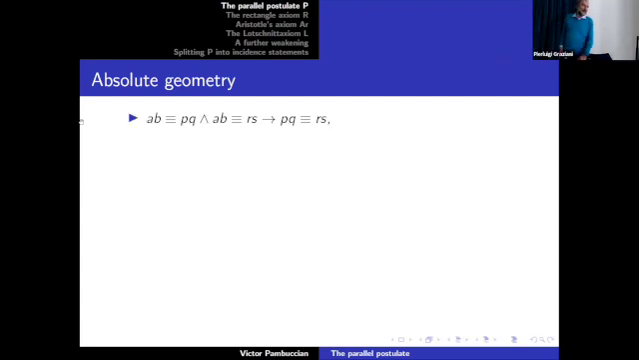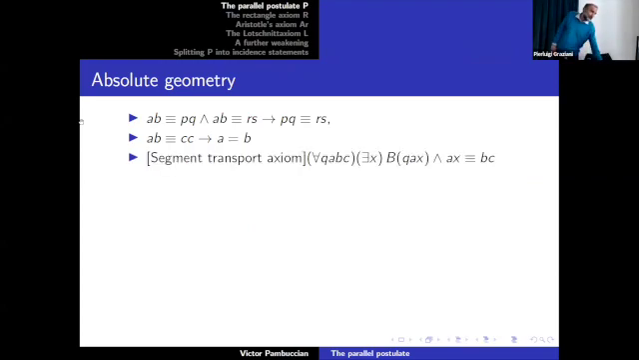What are the axioms? This axiom tells you that segment congruence is an equivalence relation, transitivity. If AB is congruent to PQ and AB is congruent to RS, then PQ is congruent to RS. This one tells you that if a segment is congruent to a degenerate one, then the original one is degenerate as well. So you don't have things like special relativity kind of things where there are non-degenerate segments that are congruent to degenerate ones. The next one tells you that the segment transport axiom holds, which means what? That you can take BC and lay it off on any ray you want from some point. So you can take a segment and transport it on a ray.